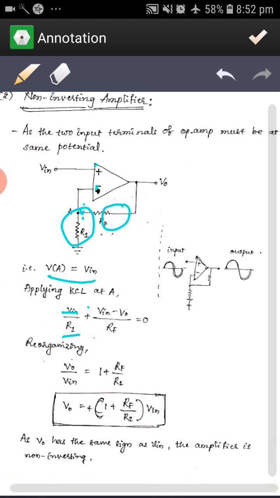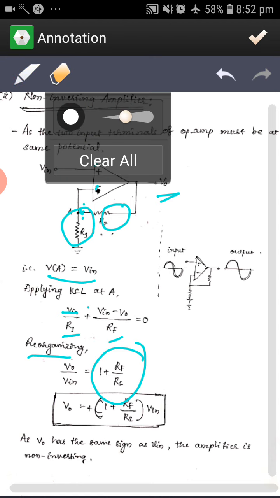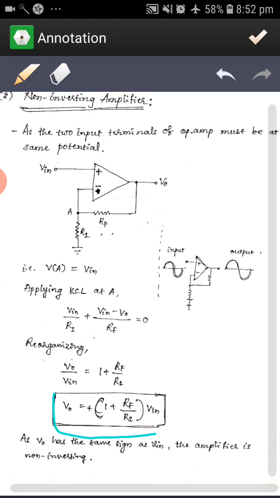So V in divided by R1 plus (V in minus V0) divided by RF is equal to 0. By making the rearrangements, we get V0 by V in is equal to 1 plus RF by R1, which we call the feedback factor. So the output equation is V0 is equal to (1 plus RF by R1) times V in. Here the output is positive.